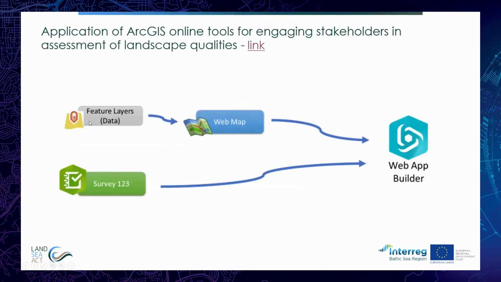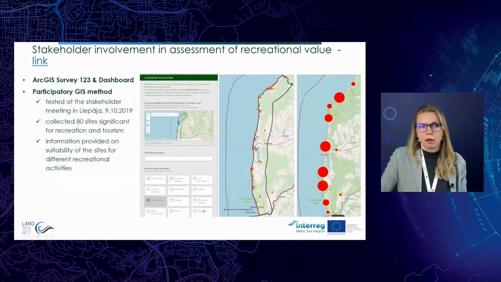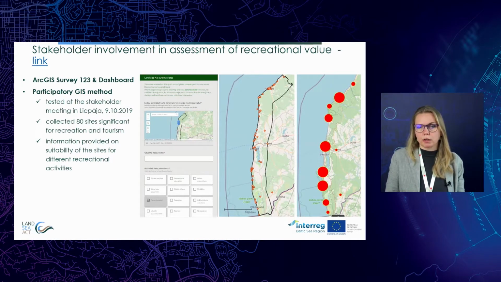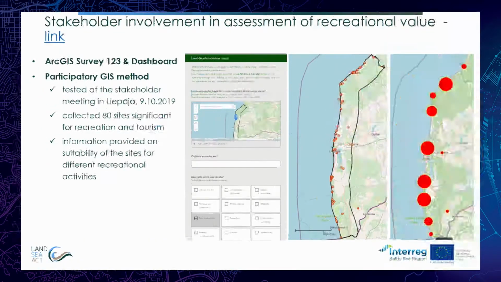We compiled these feature layers representing our landscape assessment units and other data about the case study area, placed them into a WebMap, and then using Web App Builder developed the application where we also integrated Survey 123. Another application we used was for assessing recreational sites in the area. This is also based on Survey 123, and we also used a dashboard for visualization of results.